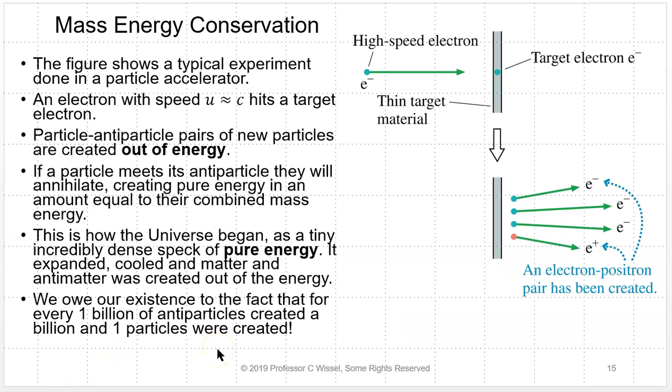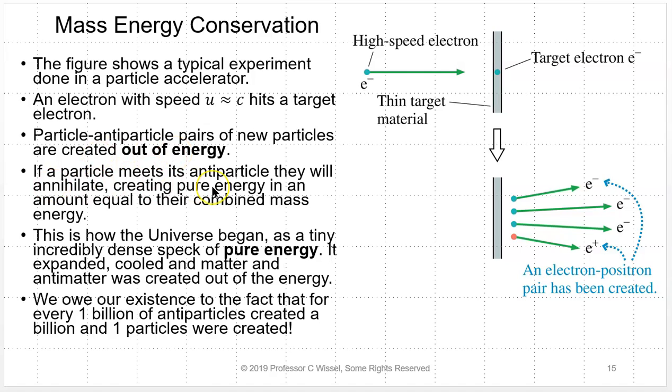Now we're going to talk about mass-energy conservation. You may have heard of conservation of mass, and you may have heard of conservation of energy. But now we recognize that mass and energy are two animals of the same type. In other words, mass is energy and energy is mass. They can be converted between one and the other. The figure shows a typical experiment done on a particle accelerator. An electron with a relativistic speed hits a target electron. Particle-antiparticle pairs of new particles are created out of this energy of the collision.